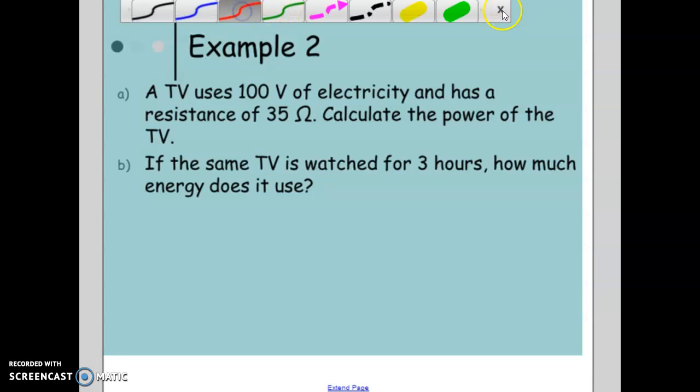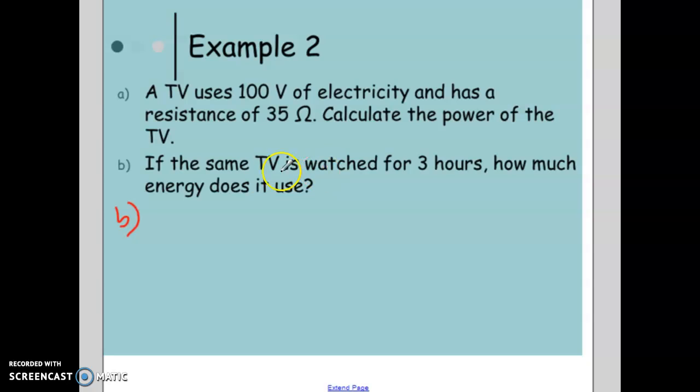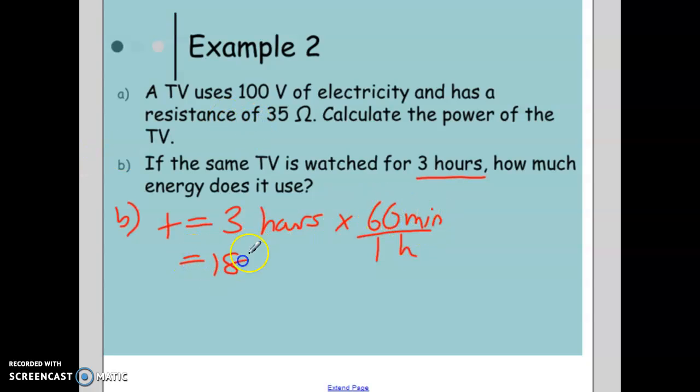Okay, so part B, the same TV, and the time is 3 hours. Okay, but we know whenever we're dealing with time, for power calculations, we need seconds. So let's convert this now. So actually, we need to do this in minutes first and then seconds. So in every 1 hour, there is 60 minutes, which would be 180 minutes. Then we have in 1 minute, 60 seconds.